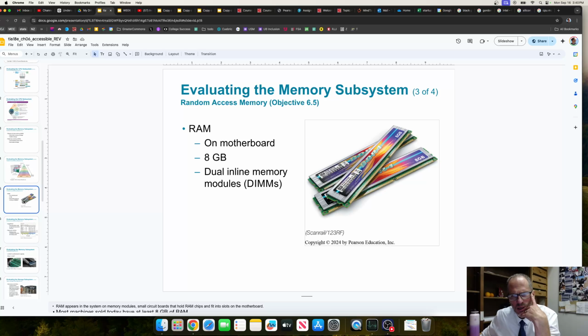And then here's what RAM can look like. There are different iterations and names that RAM has gone through.